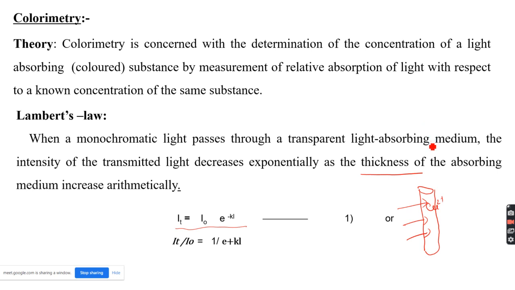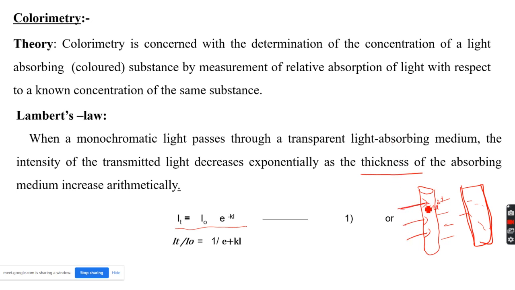The intensity of the transmitted light decreases exponentially as the thickness of the medium increases arithmetically. Here the thickness is very small. I can take another cuvette tube with a little larger thickness, and take the same concentrated solution. Again I pass light. The amount of light transmitted depends upon the thickness of the medium. As the thickness increases, the transmission decreases. That itself is what we call Lambert's law.